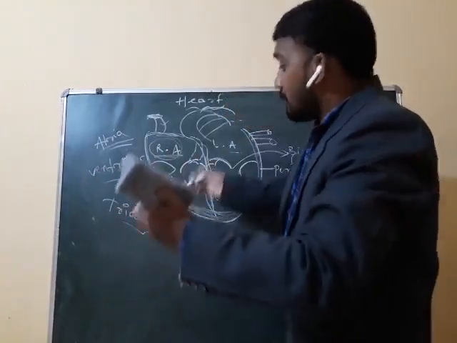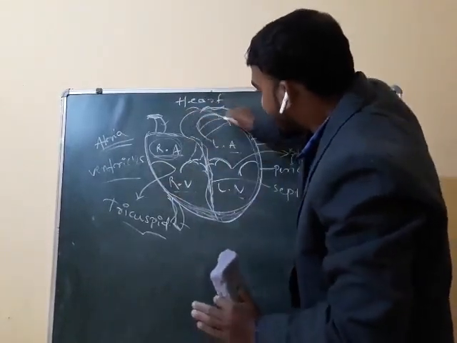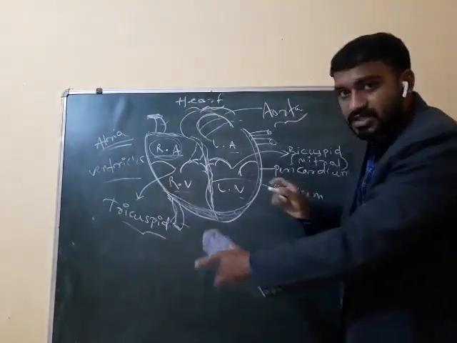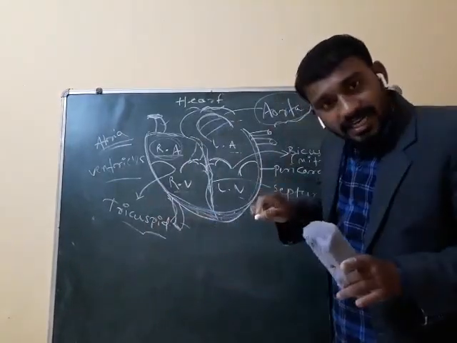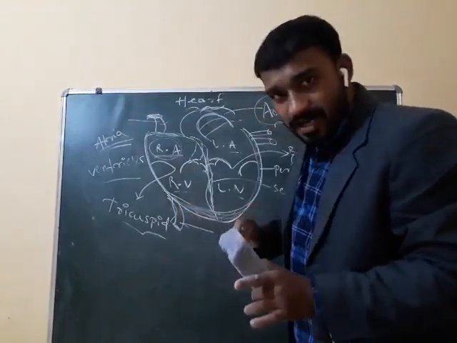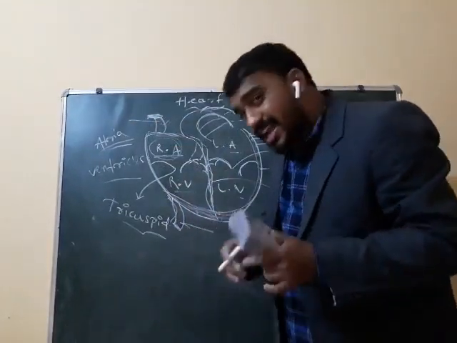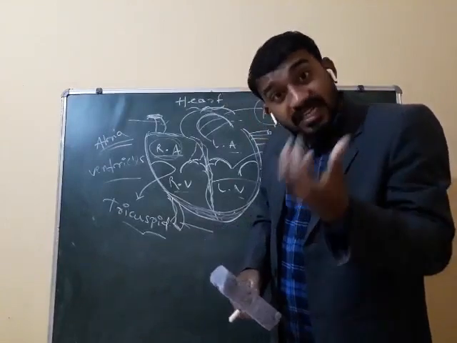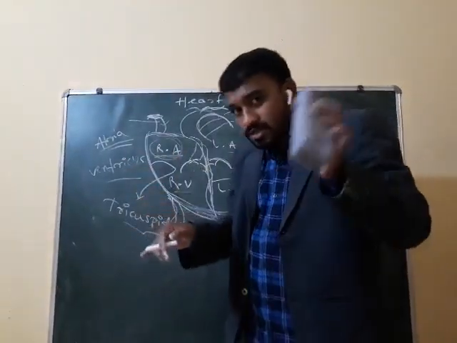Understood? From the heart to each and every part of the body by the help of one largest artery named aorta. Before already we have discussed about aorta. Aorta is the largest artery, and superior vena cava and inferior vena cava are called largest veins. Whereas arterioles, which become capillaries, are the smallest arteries and venules are the smallest veins.